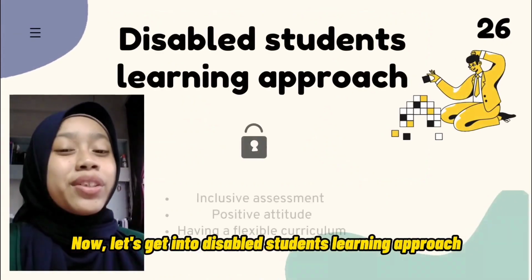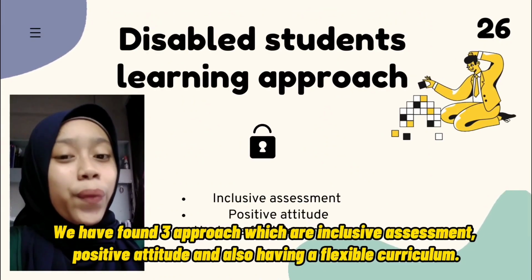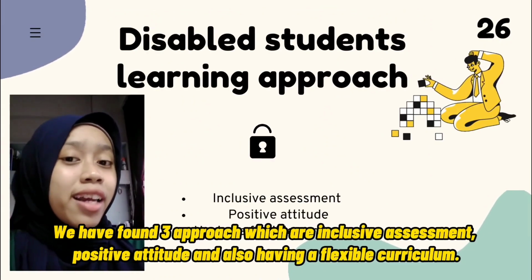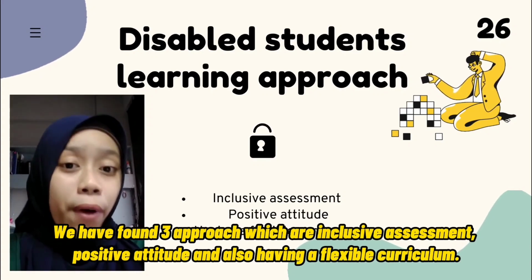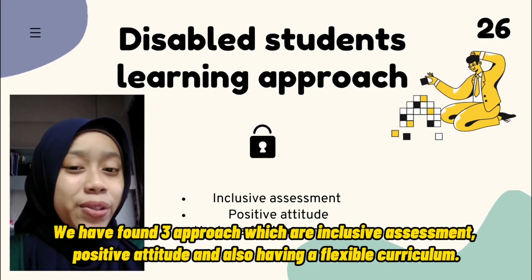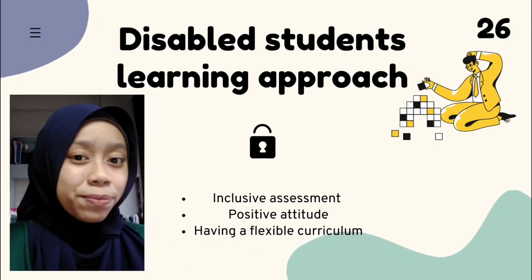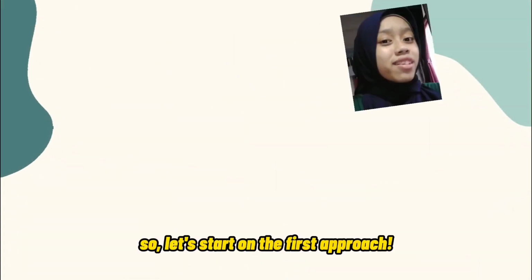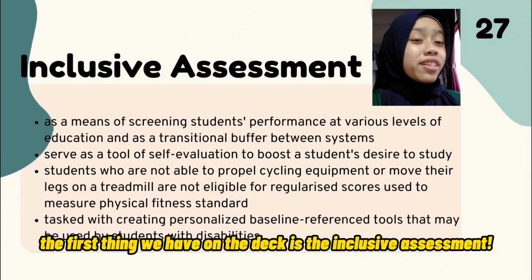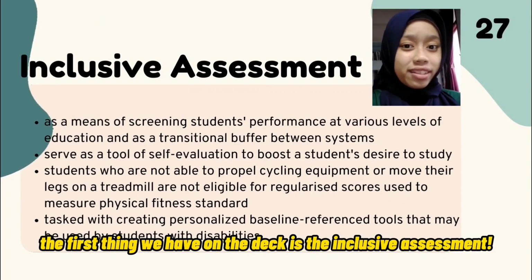Now, let's get into disabled students' learning approach. We have found 3 approaches, which are inclusive assessment, positive attitude, and also having a flexible curriculum. So, let's start on the first approach. The first thing we have on the deck is the inclusive assessment.